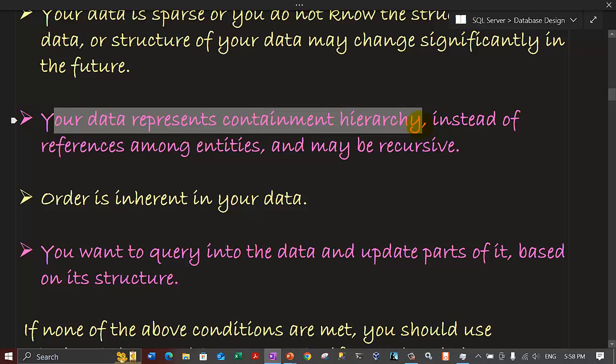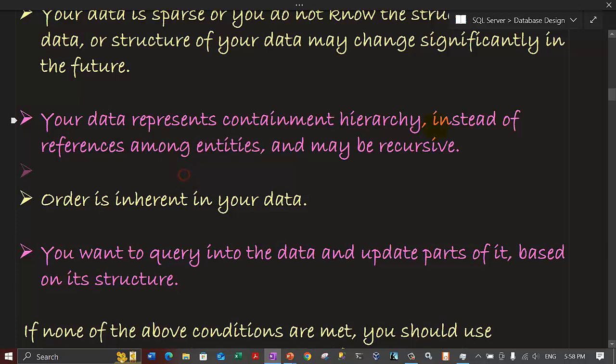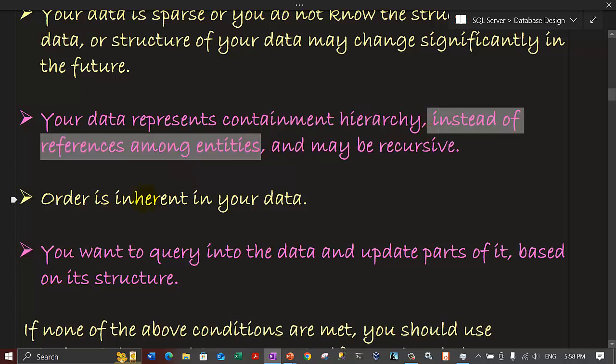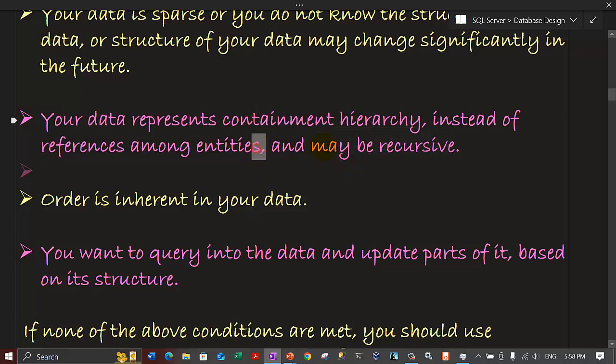Now if your data represents the containment hierarchy, which means container inside container basically, instead of basically the referencing among the entities, here by entities we mean tables. So in the relational model we have several entities or several tables, and we have references among those multiple entities by using the primary key and foreign key. But instead, if our data does not contain any entities or references, but instead our data represents the containment hierarchy, which is basically container within a container, and if your hierarchy is basically recursive, then in those situations you may consider using the XML data model.